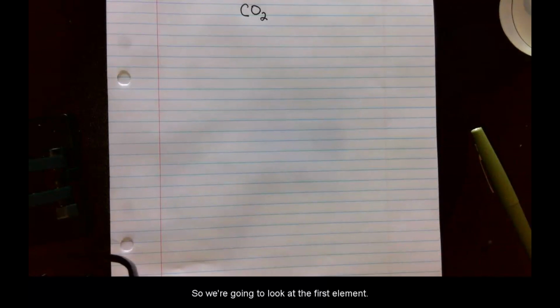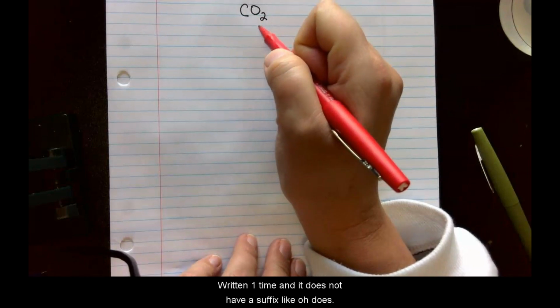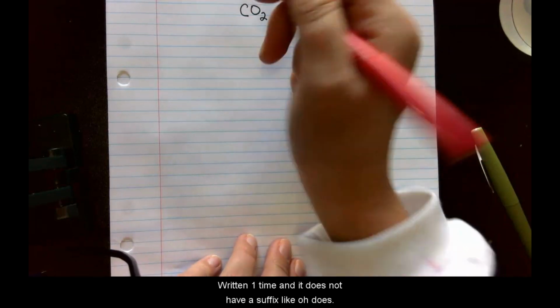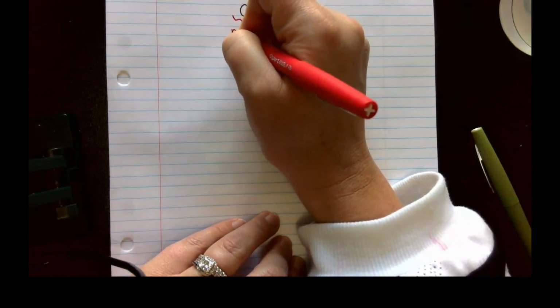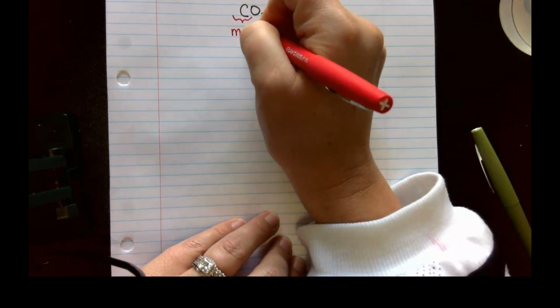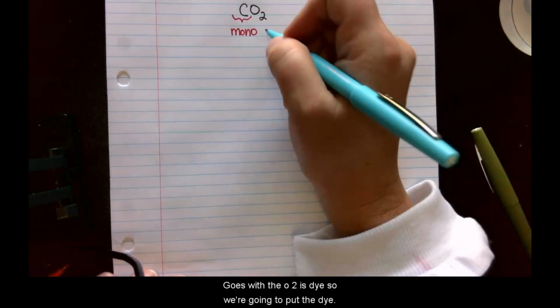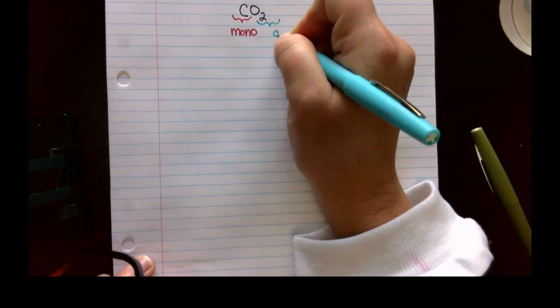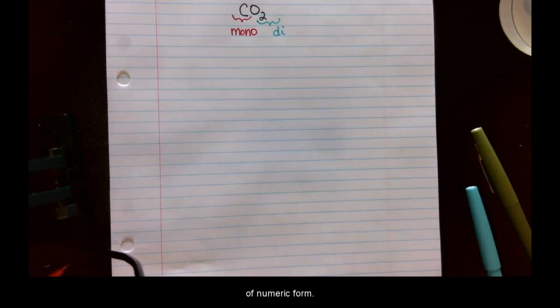So we're going to look at the first element, C. It's written one time, and it does not have a subscript like O does. So 1 in Greek prefix is mono. So we're going to write that under the C. O2, so the 2 goes with the O. 2 is di, so we're going to put the di with O2, saying I have 2 of this element in word form instead of numeric form.